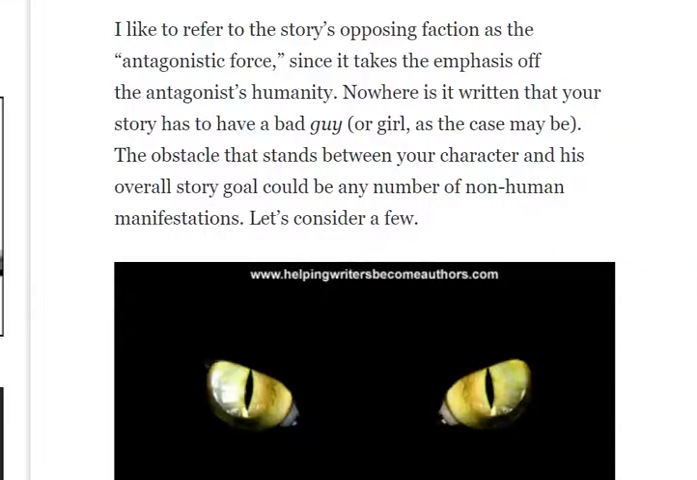I'm going to pause here real quickly. Do you know what an antagonist is particularly? I assume you do, but just in case you need to see why this part of our essay is so important, I just want to show you this little definition of an antagonist. Nowhere is it written that a story has to have a bad guy. The obstacles that stand between your character and his overall story goal could be any number of non-human manifestations. So the force that wants the protagonist to fail can be another human being, or in our case, it can be the world of the story.